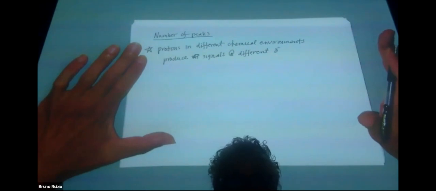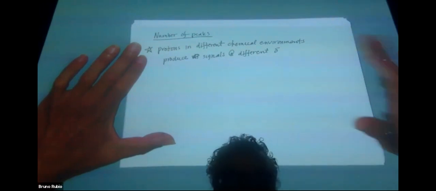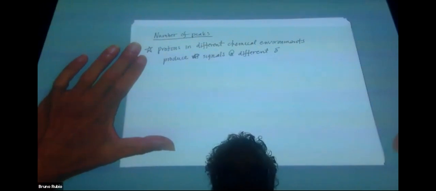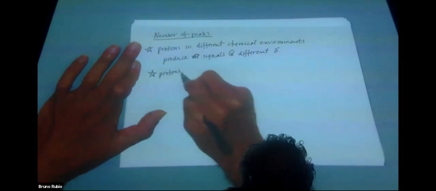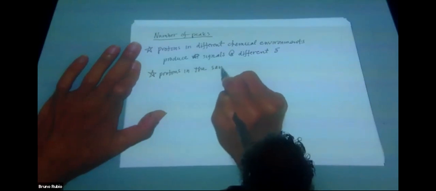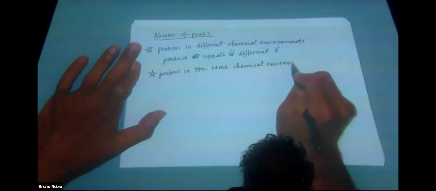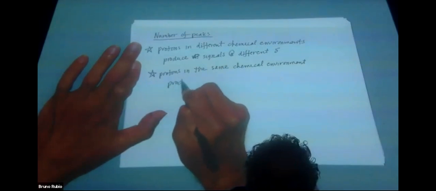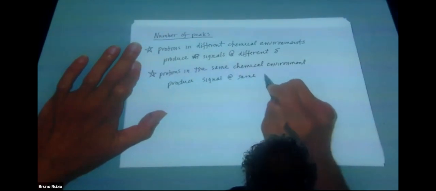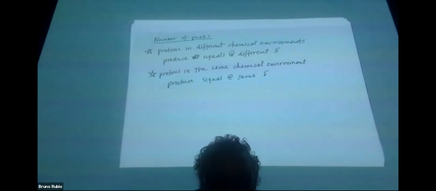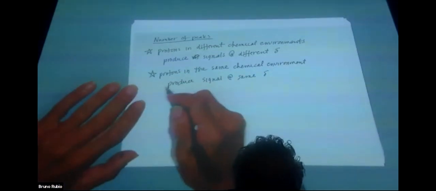We just saw all of that, right? If the proton is close to an electronegative atom, if it's far away from an electronegative atom, if that atom isn't that electronegative, protons in different chemical environments produce different signals. The corollary of this is that protons in the same chemical environment will produce the signal at the same chemical shift. And so how can protons be in the same chemical environment? There are two ways.